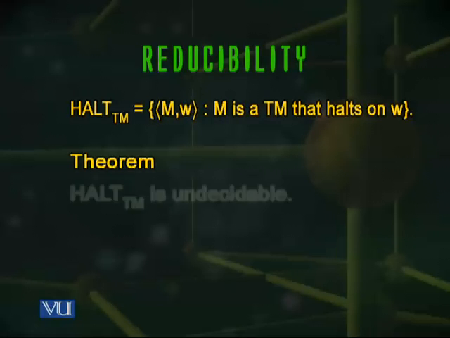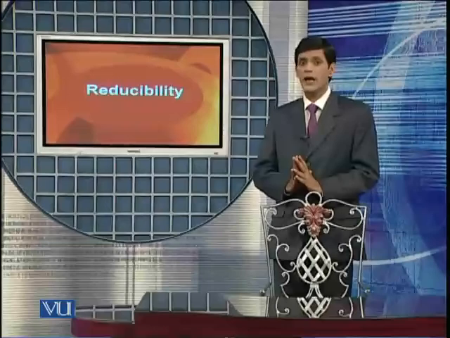The theorem we would prove is that HALT_TM is undecidable. So we're going to show that this problem is also undecidable, so it cannot be decided by a Turing machine. The rough idea is as follows. If you think about ATM, in ATM we have to tell if M accepts w, and if we want to prove ATM is undecidable, we want to make a decider which tells whether M accepts w.